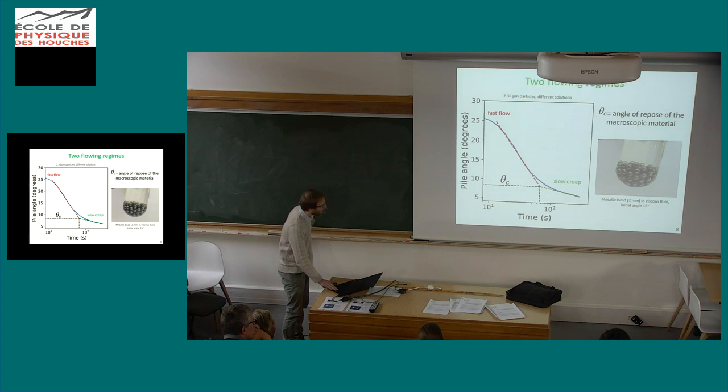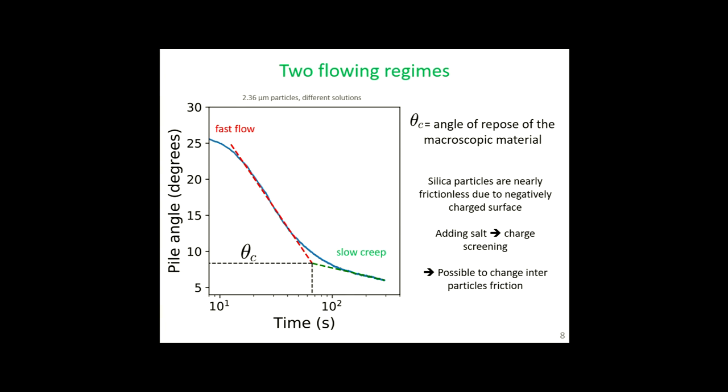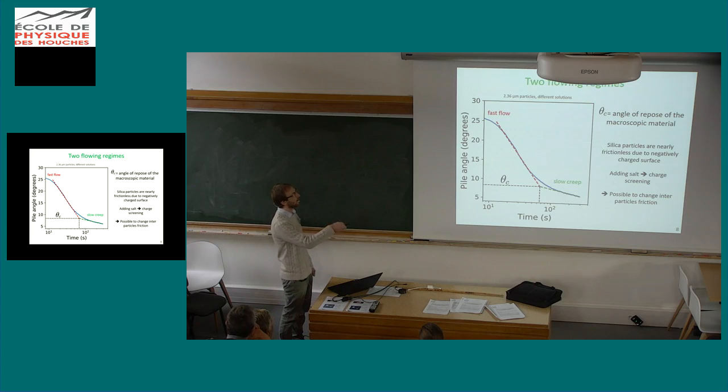So to test this idea that the threshold angle was the angle of repose of the macroscopic material, we can play on the friction of the particles. Here our silica particles are nearly frictionless because they are negatively charged, so they repulse each other. But we can add salt to the solution that will screen the charges and reduce the Debye length. And when we do that, we increase the friction between the particles.